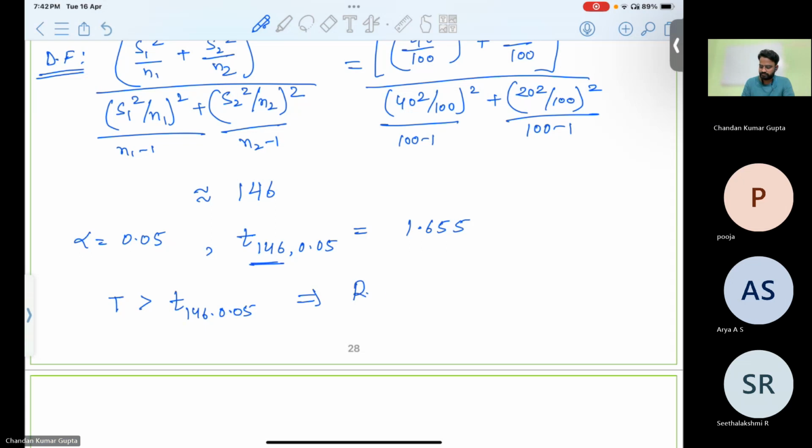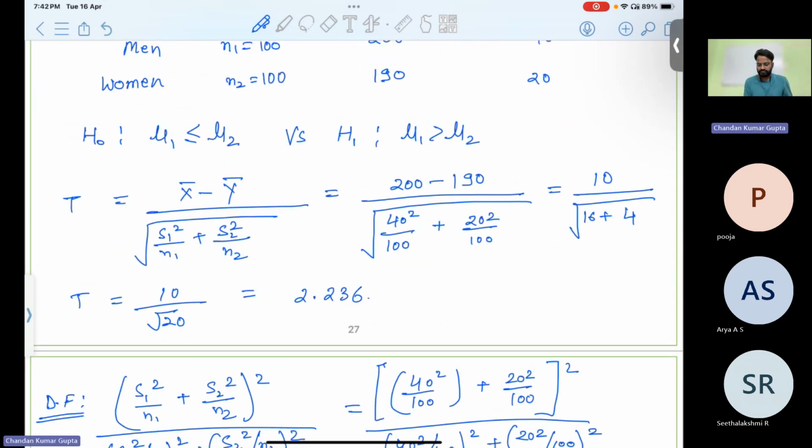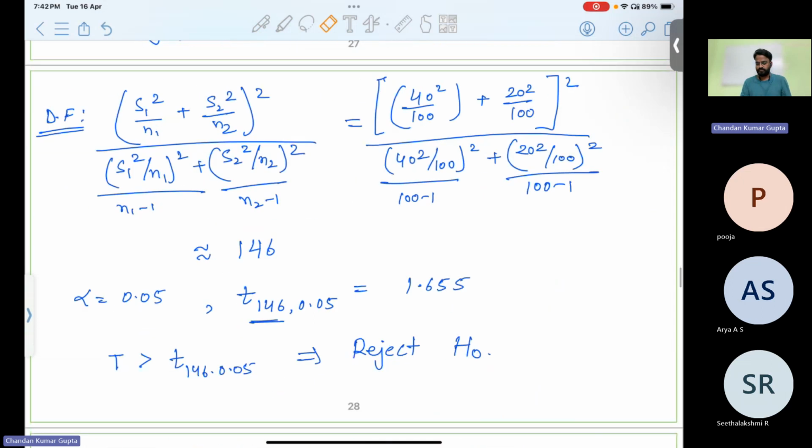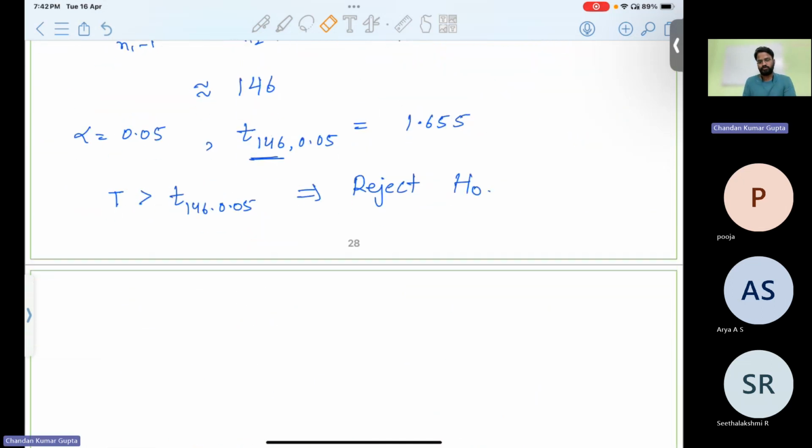This implies we reject H naught. Actually, I frame all the questions in such a way that when the calculated value is greater than the tabulated value, we reject H naught. When you consider H as greater than or equal to and less than, the scenario is changed. But I'm trying to stick with the same format all the time, so there is no confusion about the tabulated or calculated value. So if the calculated is greater than the tabulated, then we reject the H naught in these scenarios. Okay.